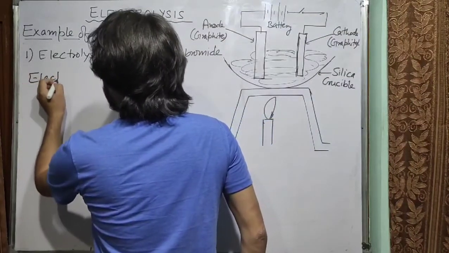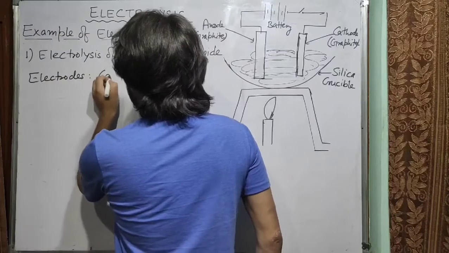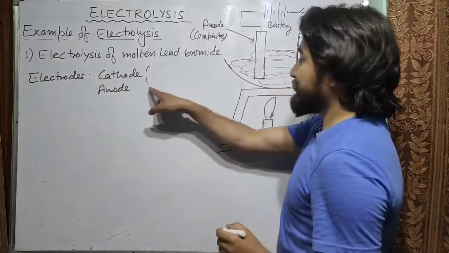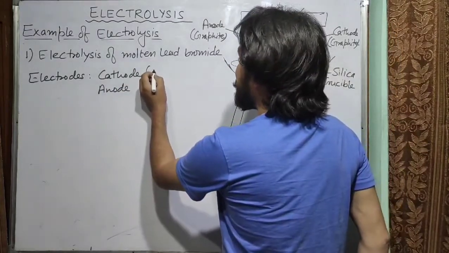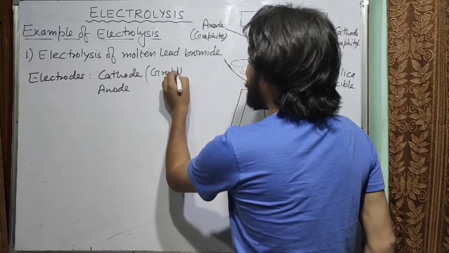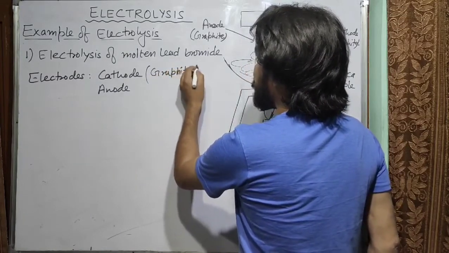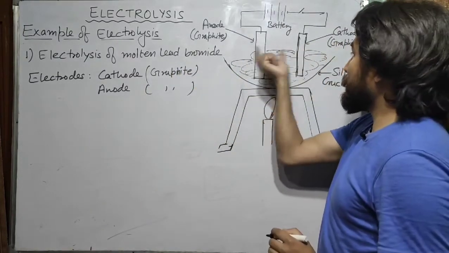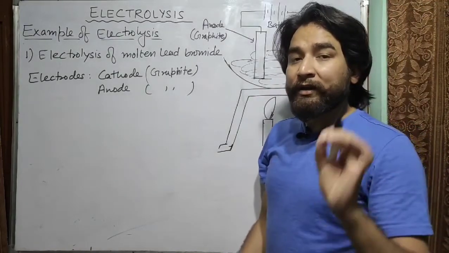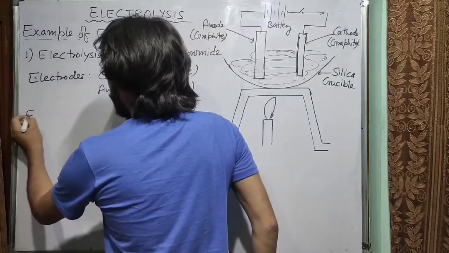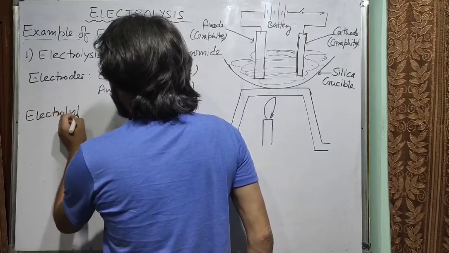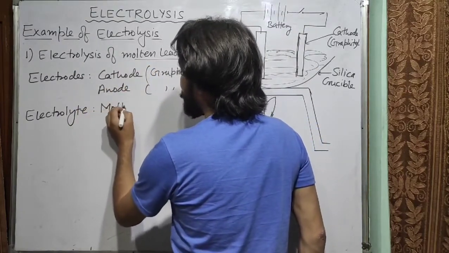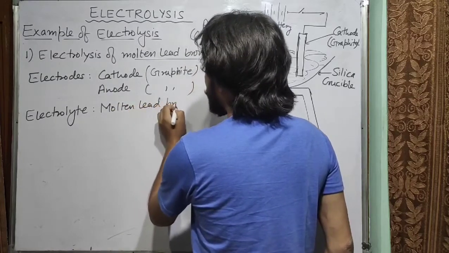So which are electrodes here? You know there are two types of electrodes, one is cathode and the other is anode. So you must know which substance is being used at cathode, that is graphite. So you know that graphite is an inert electrode and anode is also made of graphite. So two rods of graphite are used at cathode and anode. Now the electrolyte that is being used here is molten lead bromide.